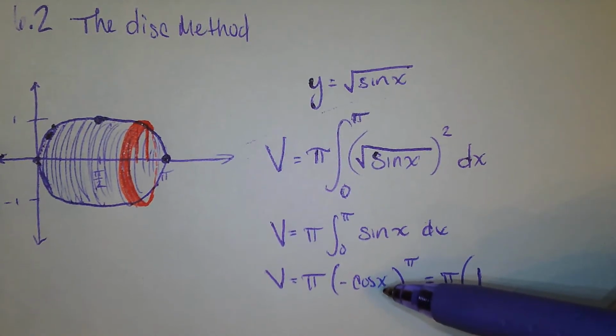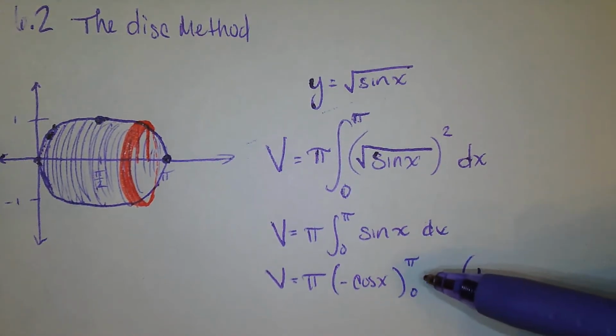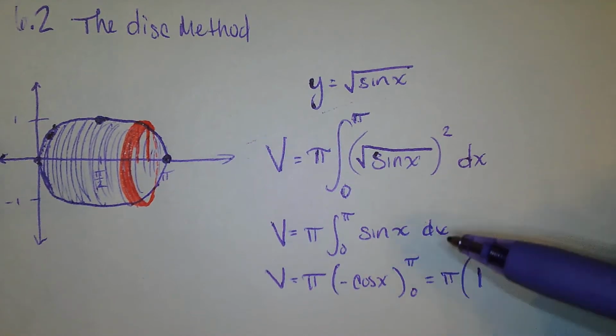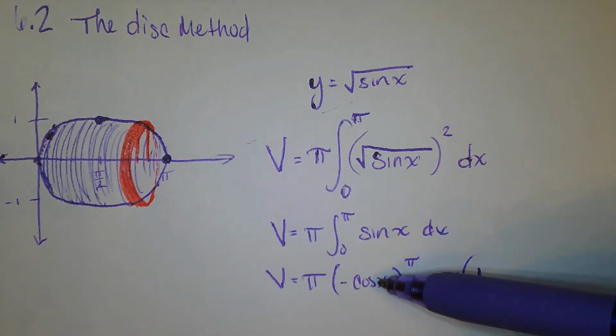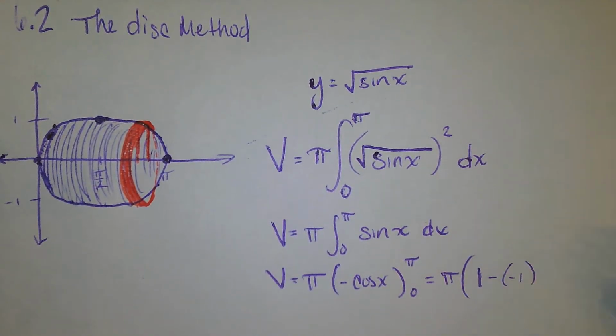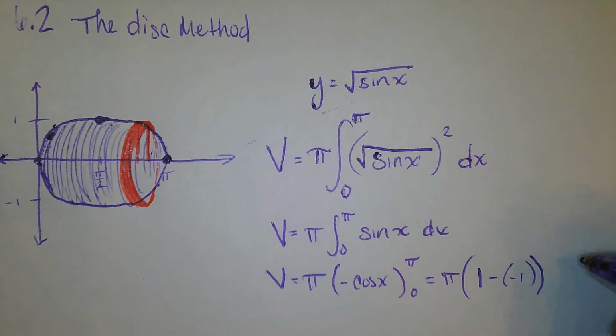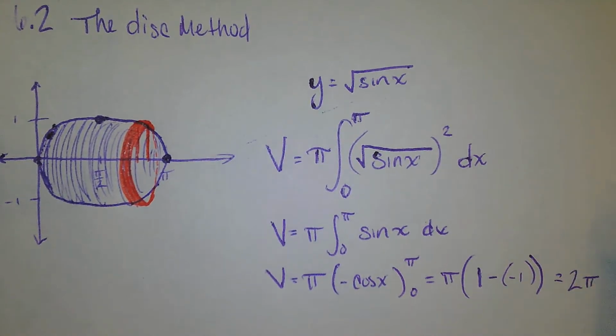What is the cosine function at 0? Well, when we plug in 0, cosine of 0 is 1, but that's negative 1, so 1 minus negative 1. That becomes 1 plus 1 times pi. This is going to equal 2 pi.